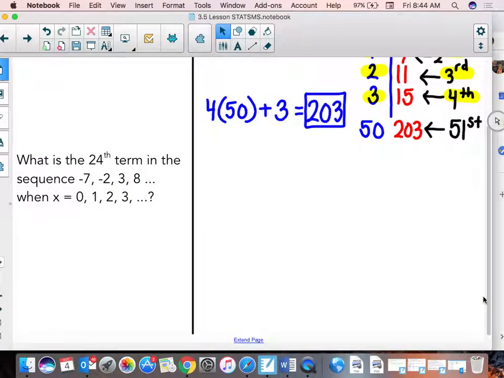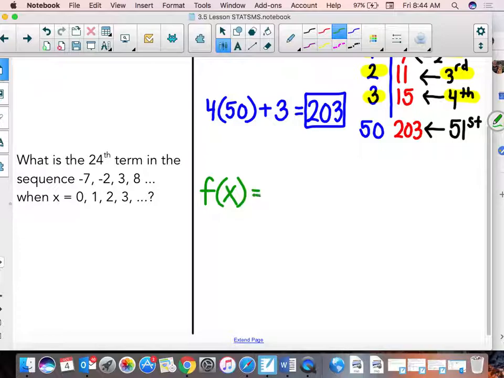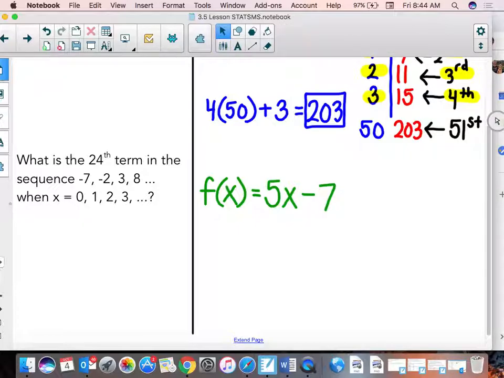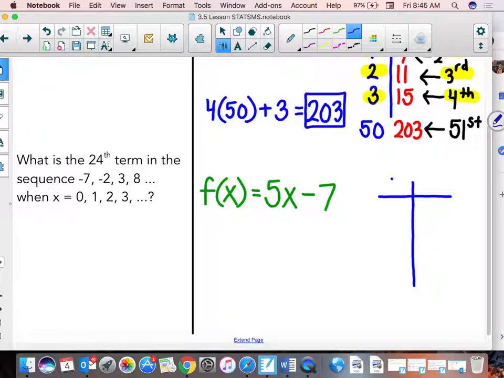All right, let's try that again. What is the 24th term in the sequence? -7, -2, 3, 8. So remember, we don't want to sit and count out to the 24th term. That's going to take us a long time. We want to use our equation to find that 24th term. So let's write our equation. f of x equals, we are getting bigger on this one. We are adding 5. And -7 is the first term in our sequence. I'm going to show you how that sequence was produced.